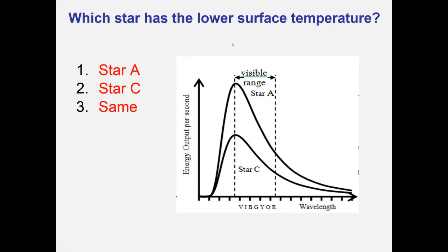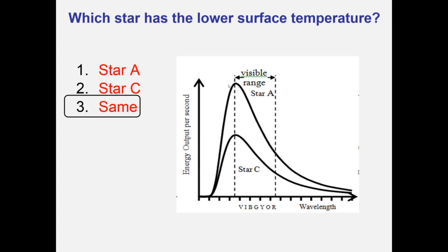Which star has the lower surface temperature? Star A, star C. Well, they have the same peak wavelength, don't they? So it's got to be the same. They have the same temperature. So take a guess. If they're the same temperature, why is it that star A is putting out more light than star C?